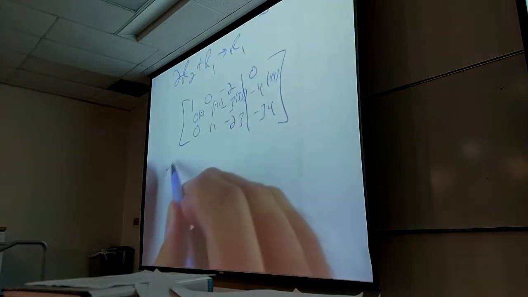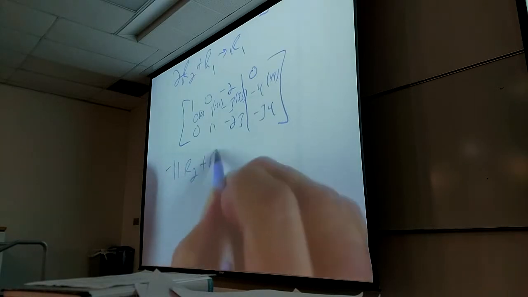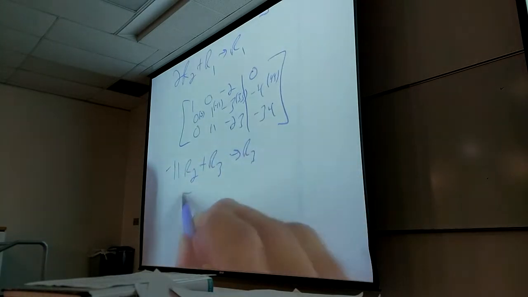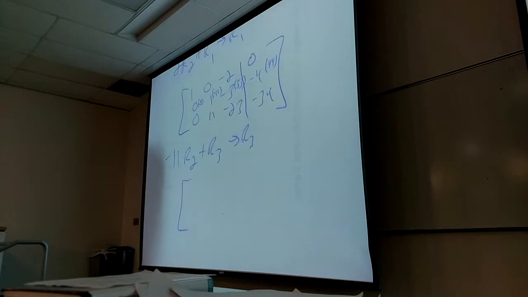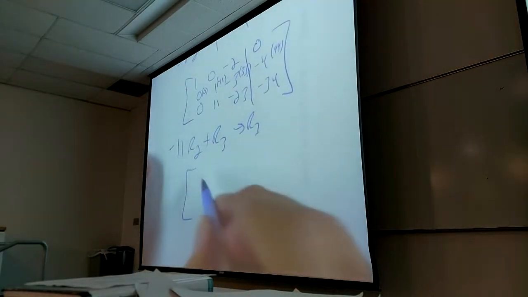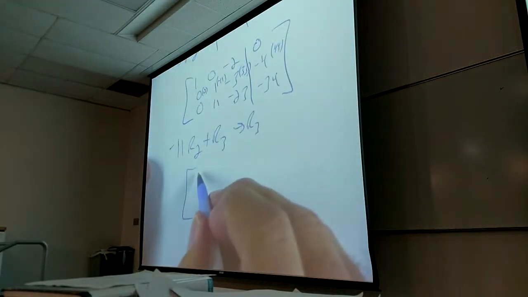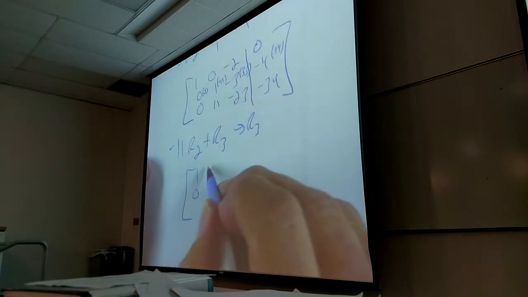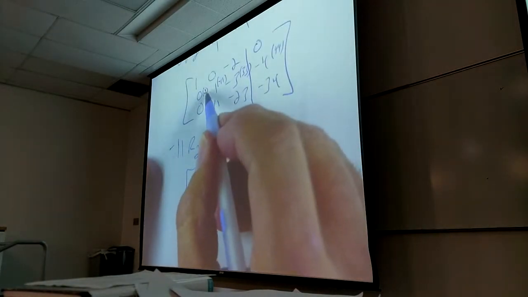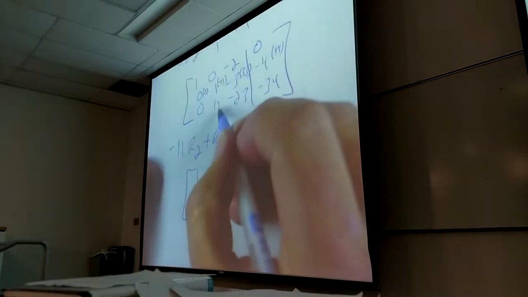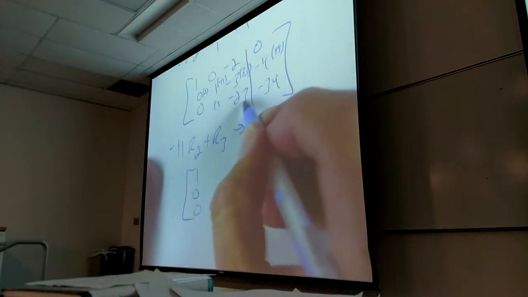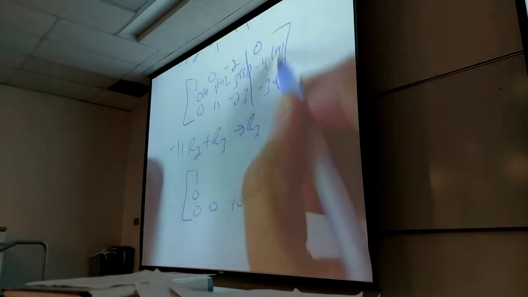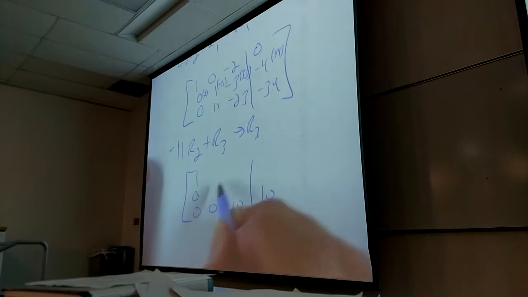So it's negative 11 times row 2 plus row 3 to row 3. Sort of sounds like chess moves. The bishops. And then just go this way. 0 plus 0 is 0. Negative 11 plus 11 is 0. 33 minus 23 is 10. 44 minus 34 is 10. That looks promising.